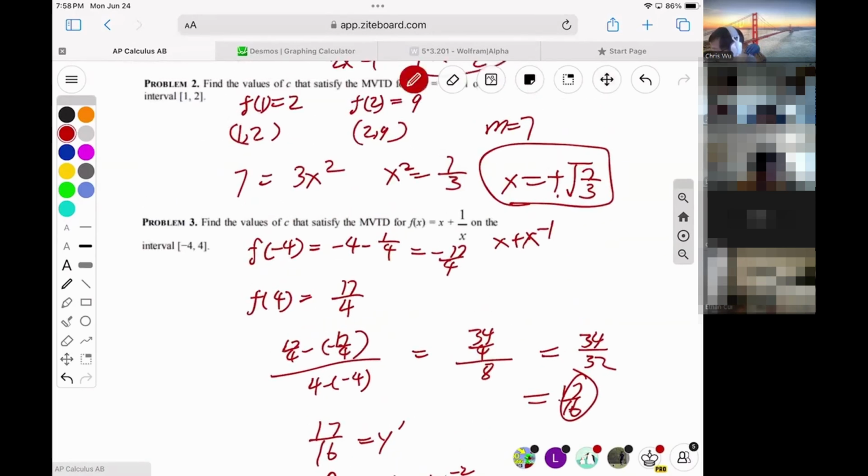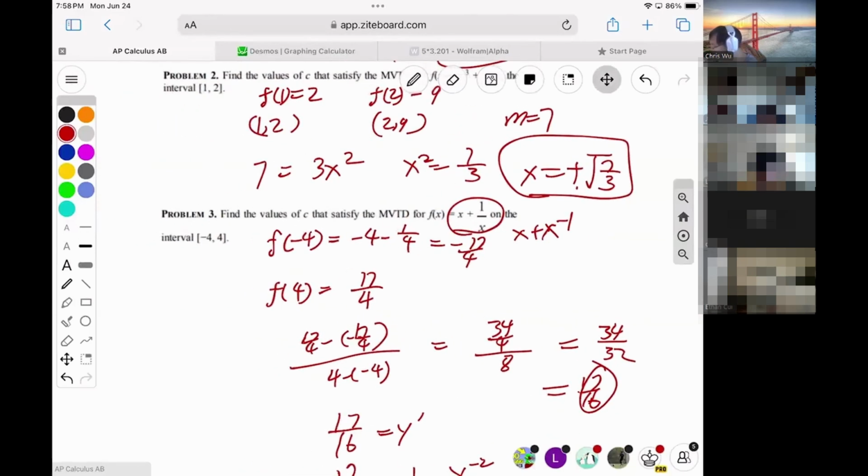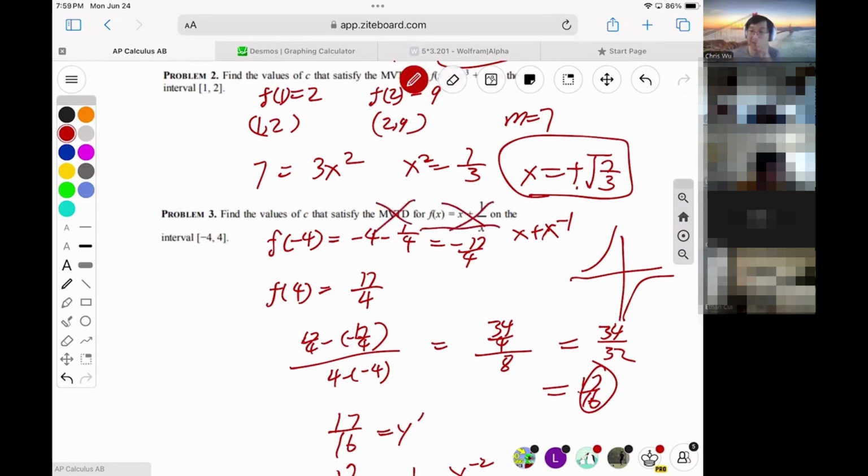So let me check. X plus 1 over x, is that continuous and differentiable in this interval? Nope. This is not differentiable because at x equal to 0, I have an asymptote, right? I have something maybe looking like that, I think. It's not a continuous function, so I cannot apply the mean value theorem. I should have checked that earlier. Oh no, cannot apply the mean value theorem because this is not a continuous and differentiable function.